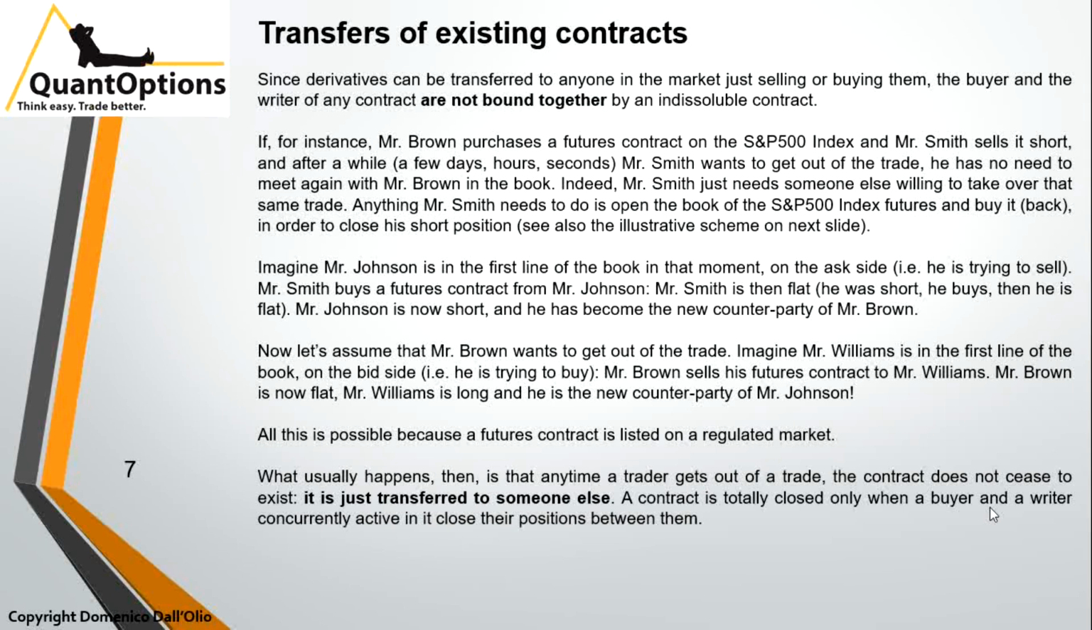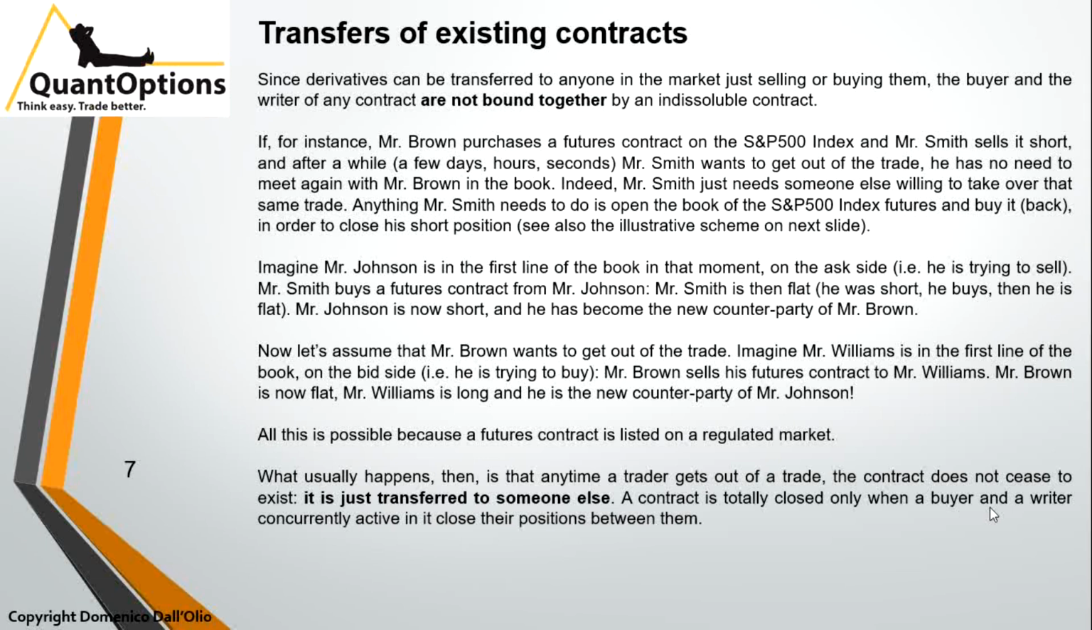If, for instance, Mr. Brown purchases a futures contract on the S&P 500 index and Mr. Smith sells it short, and after a while, even just a few seconds, Mr. Smith wants to get out of the trade, he has no need to meet again with Mr. Brown in the book. Indeed, Mr. Smith just needs someone else willing to take over that same trade. All Mr. Smith needs to do is to open the book of the S&P 500 index futures and buy it back in order to close his short position.